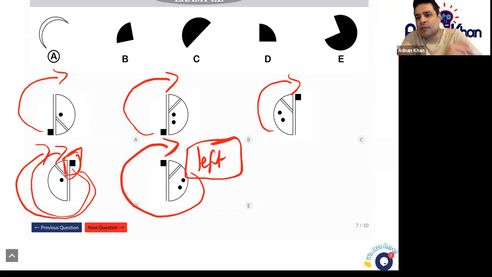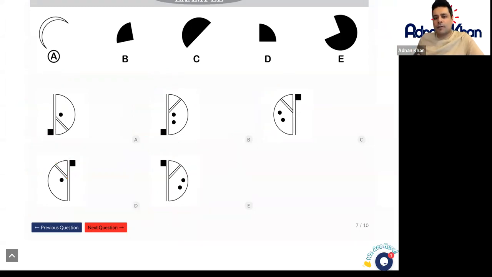Okay, so we're just looking at this bit here, this bit there, this bit there. The only reason I'm focusing on this little bit is because it just makes it easier to work out left or right. So in this case it will be E, which will be our answer.